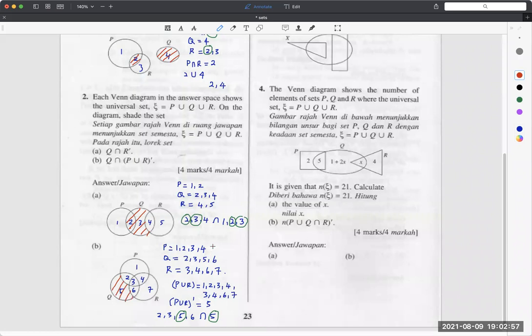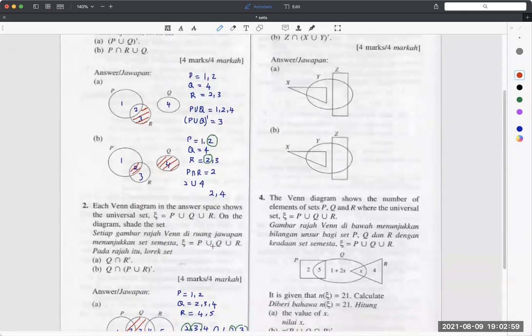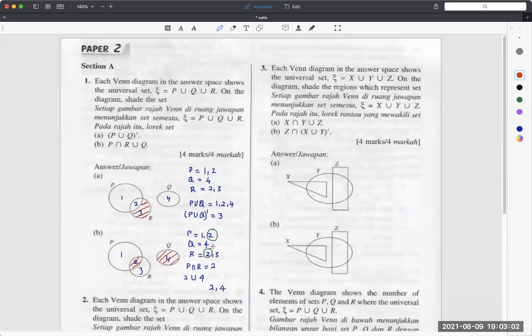Okay, let's tengok sikit lagi. Okay, contoh lagi. Yang ni. Kita lorek dia, shade the regions which represent X intersect Y union Z. Okay, so again kita label. We label 1, 2, 3. Okay. Sini ada 3 kawasan berbeza ni. So 4, 5, 6, 7.